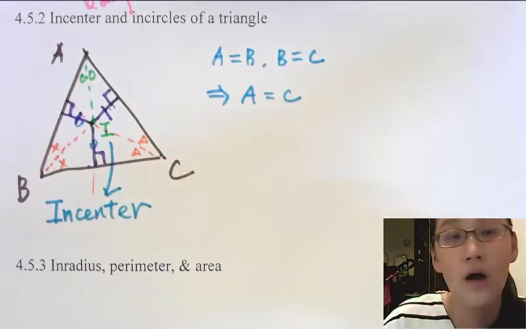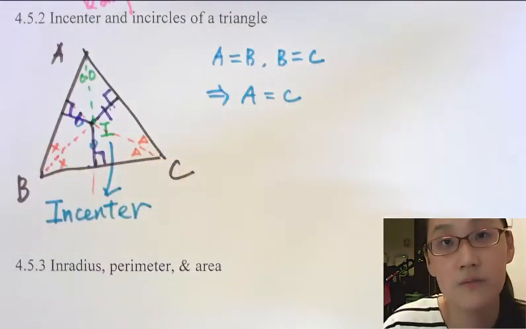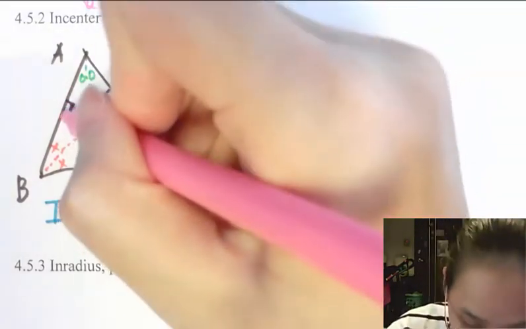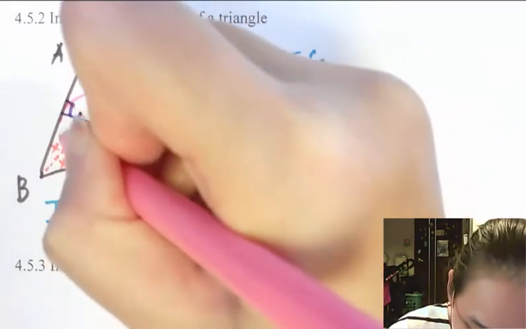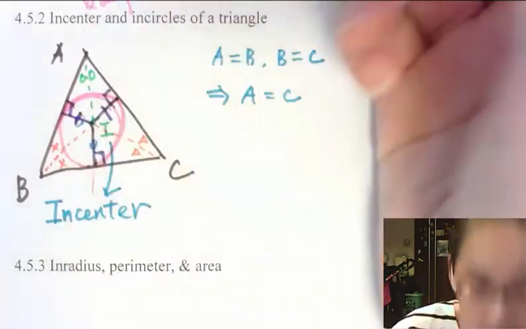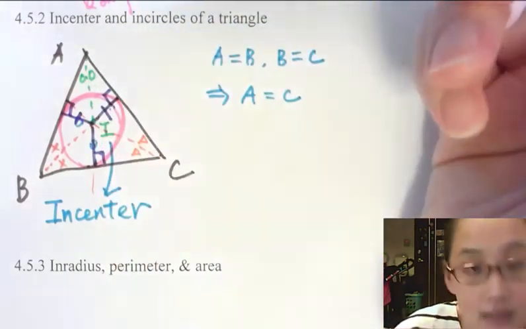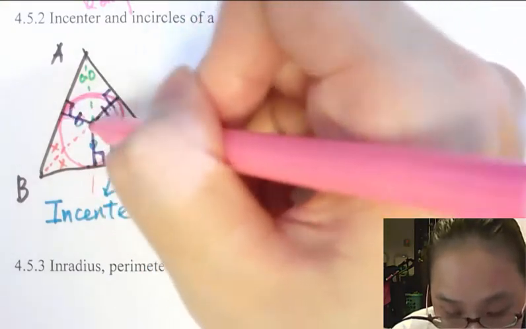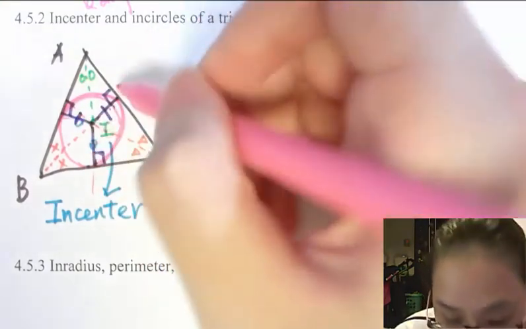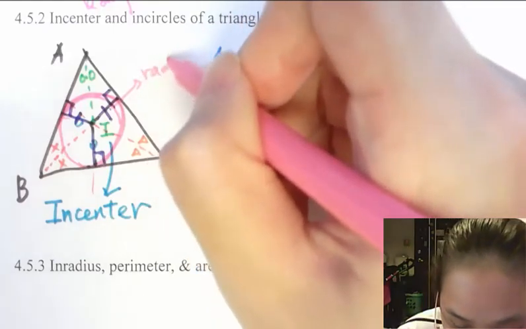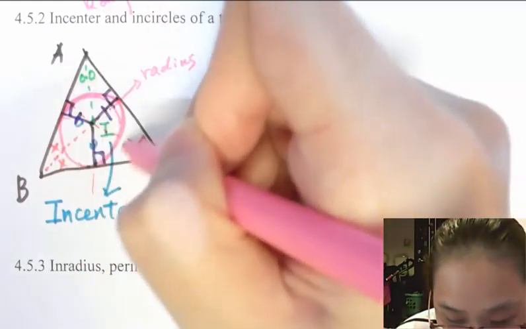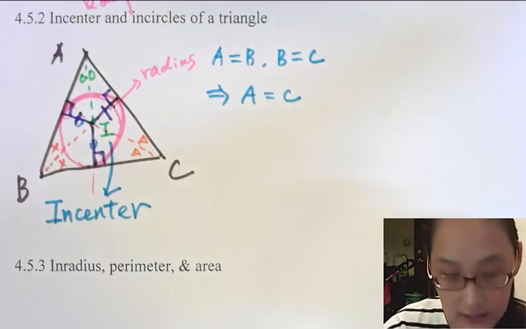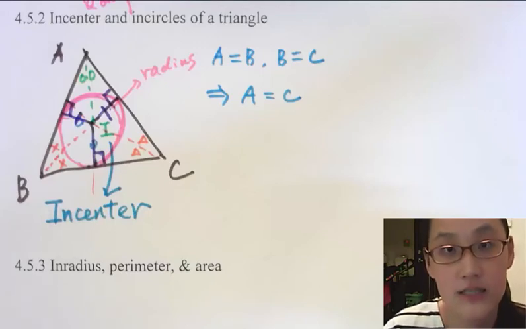Okay, so as the circumcenter has a circumradius, the incenter has an incircle and inradius, because the distances to the three sides of the triangle are the same. So I can see this incenter as the center of a circle, and these three distances, which are congruent, as the radius of a circle. Okay, so for any triangle we can find an incircle from the intersection of the angle bisectors, which is the incenter.